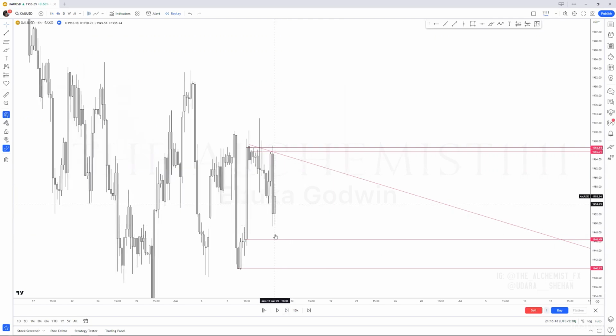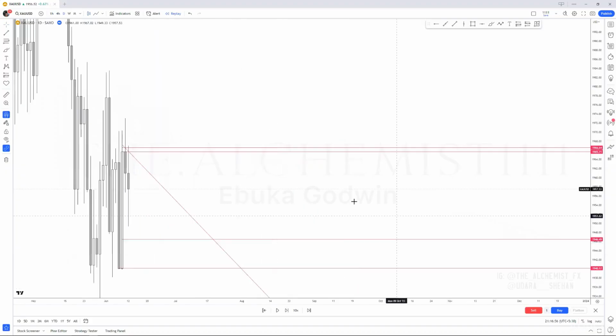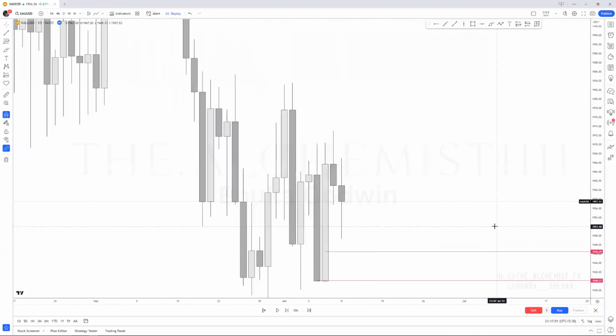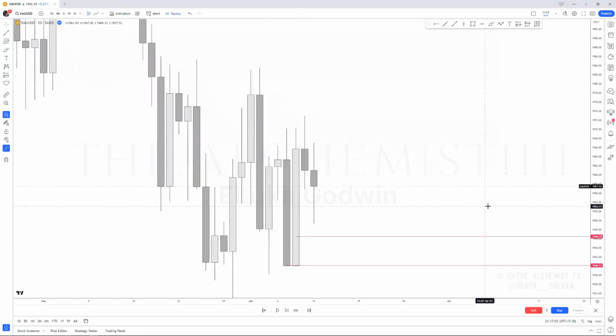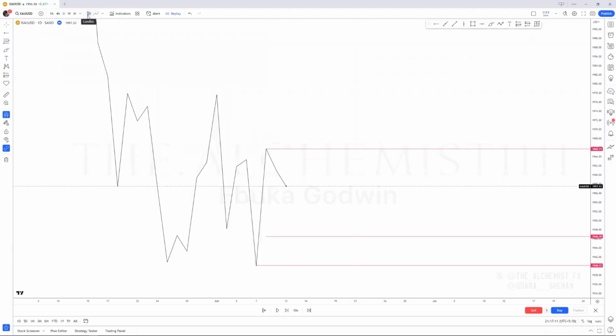Now if we waited for this day to end, something important happened this day. Okay, now look at this. The day is over. Let me go to the daily time frame. What happened? Something important happened. What happened on the daily time frame? Look at this. Daily rejects a daily resistance. Can you see that? You can see that very clearly.